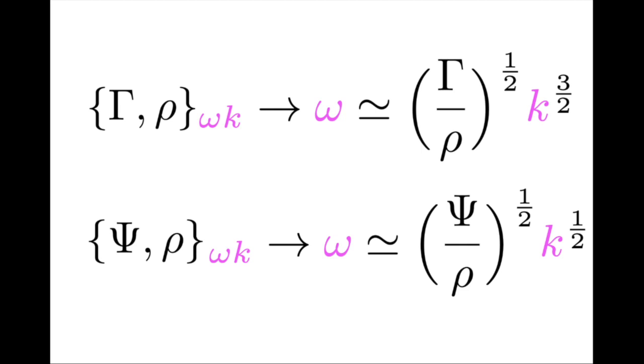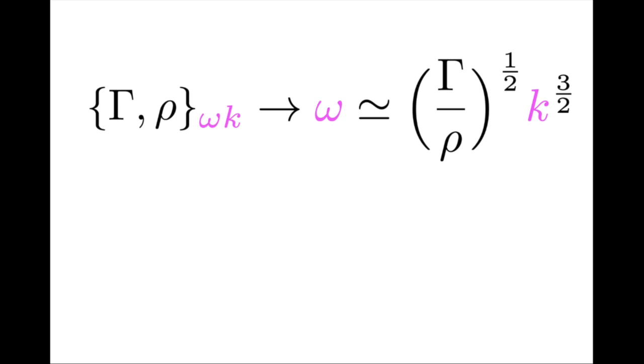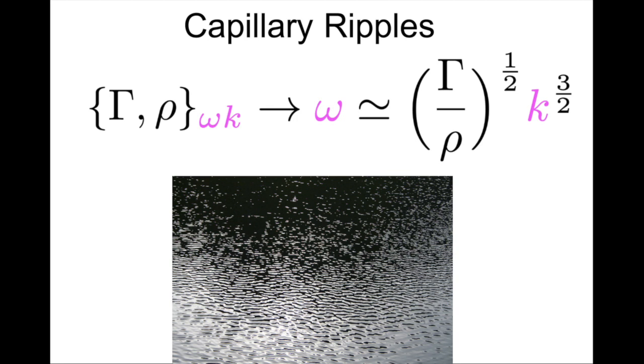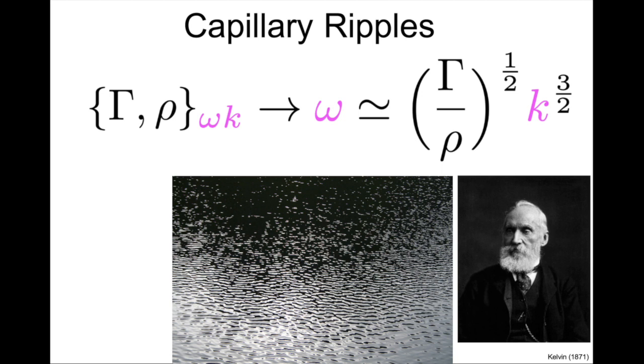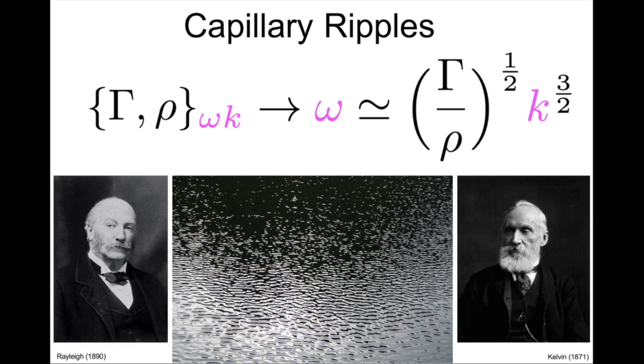Let's focus on the first. This kind of dispersion relation corresponds to capillary ripples, small waves impelled by surface tension and impaired by the density of the fluid, here water. This regime was first studied theoretically by Lord Kelvin, a character we've already encountered in this series, and it is Rayleigh who first tested this regime experimentally, another Englishman we've met before.